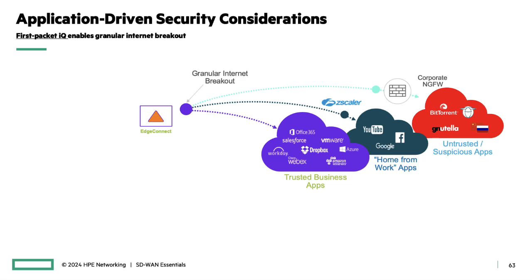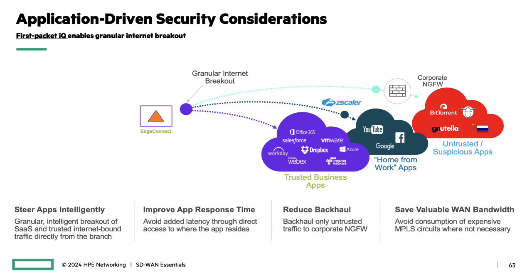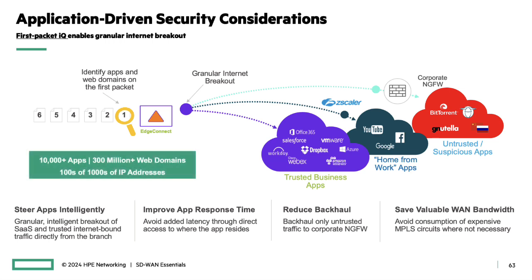Although many companies backhaul traffic destined for the internet to a data center, when the connections are trusted to applications like Office 365 or Salesforce, users can get better performance without increased risk if the applications are sent directly to the internet from each office. Edge Connect can instantly identify the traffic by using first packet IQ technology. Sending things directly to the net with sophisticated built-in first packet recognition is done using a database of tens of thousands of applications, millions of web domains, and hundreds of thousands of IP addresses.